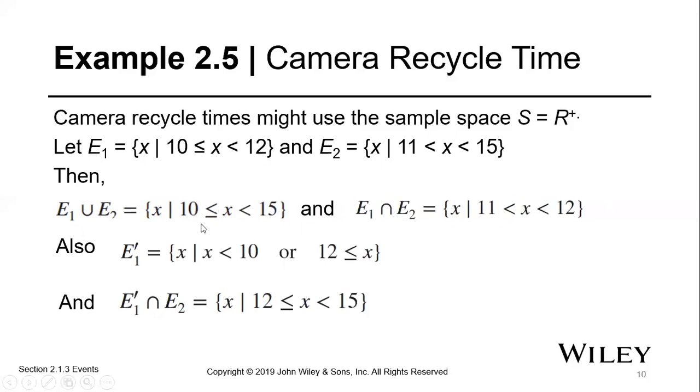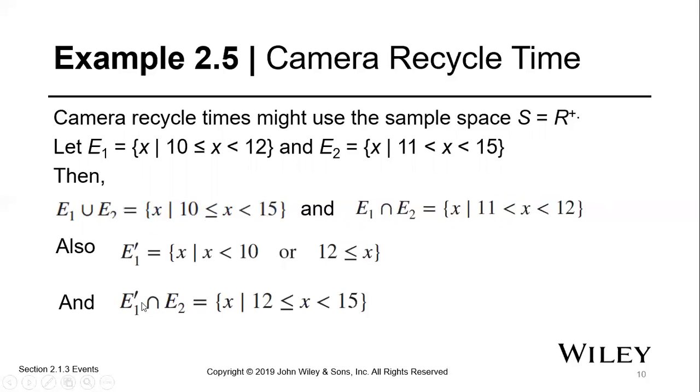On these, make sure you have the right signs because you need to make sure the signs stay the same. The 10 has the x is greater than or equal to, and the 15 is x is less than 15, and on here the same as well. So 11 is less than or equal to x, and x is less than 12. The complement of E1 would be x is less than 10, or x is greater than or equal to 12. So basically everything but 10 to 12.